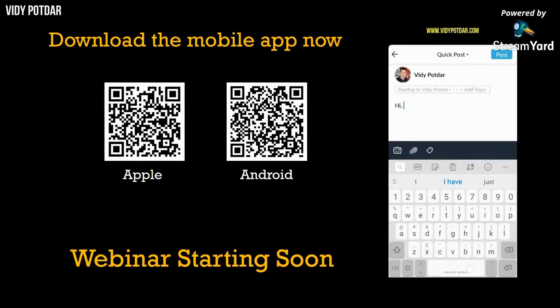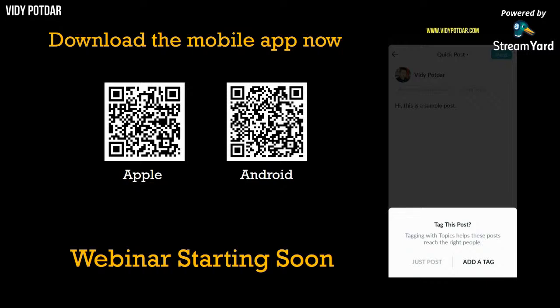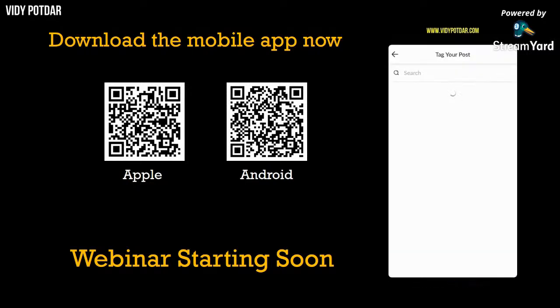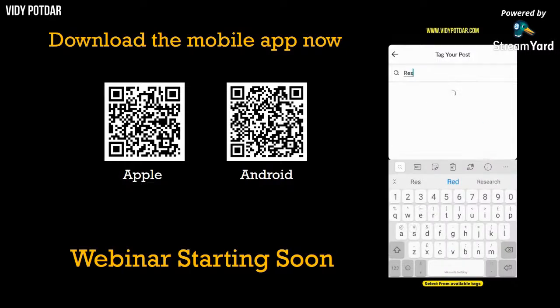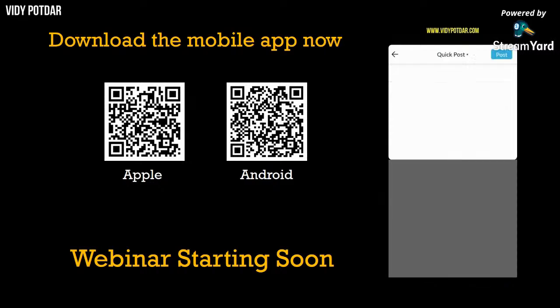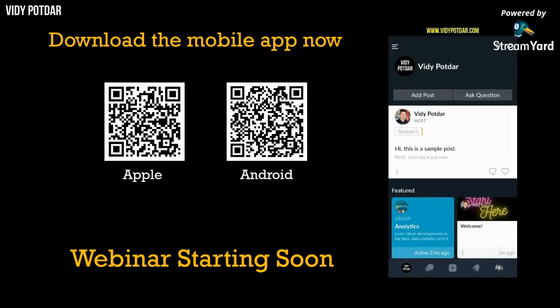I'll just do a sample post to show how this works. Once you've done that, click post. It will ask you whether you want to add a tag. You can add many of the tags. Let's add research. And you can see the post is now live.